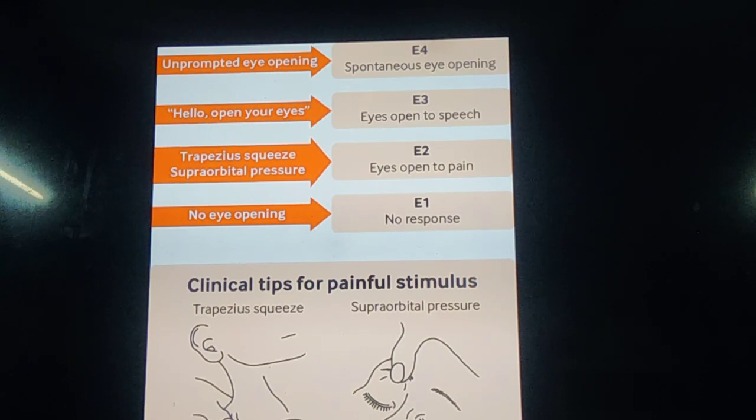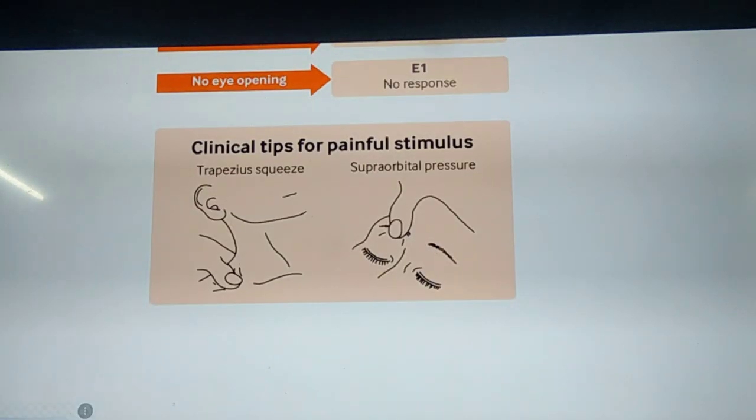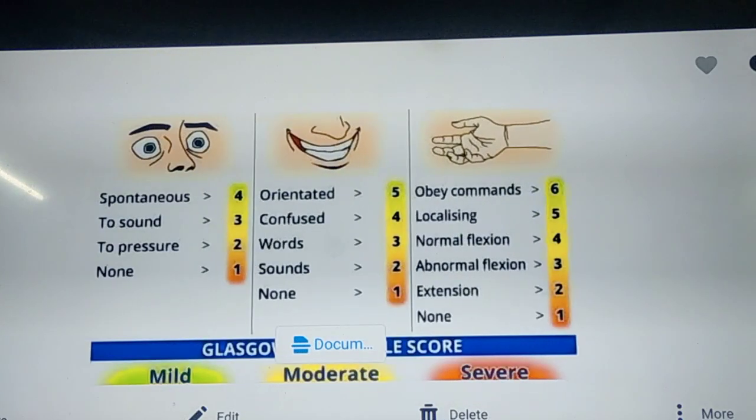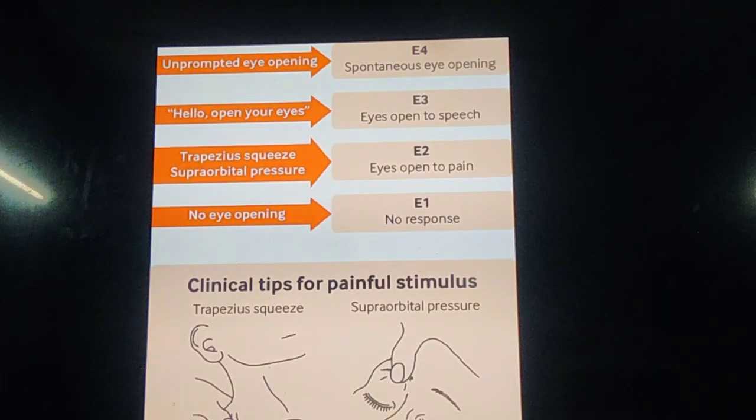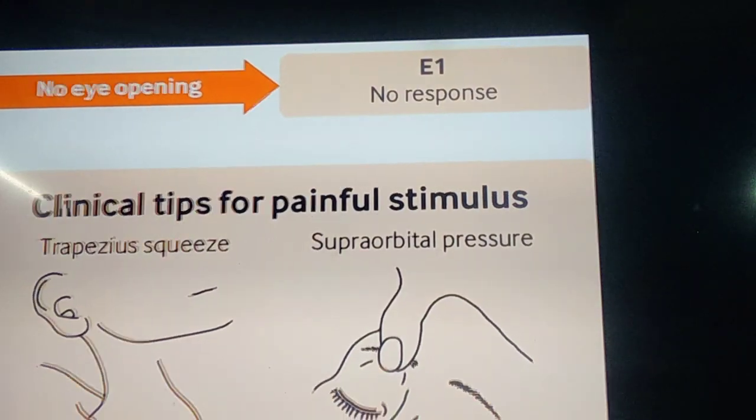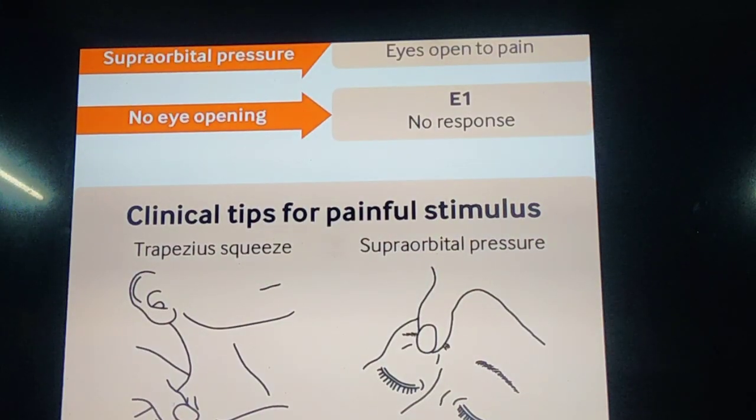You will give a painful stimulus to the patient. And how will you give the painful stimulus? You can see it here. How to give the painful stimulus to the patient? We can give either a central stimulus or a peripheral stimulus. Central stimulus is when you are stimulating the center of the body. Okay, that was sternal rub, but it is no longer recommended now.